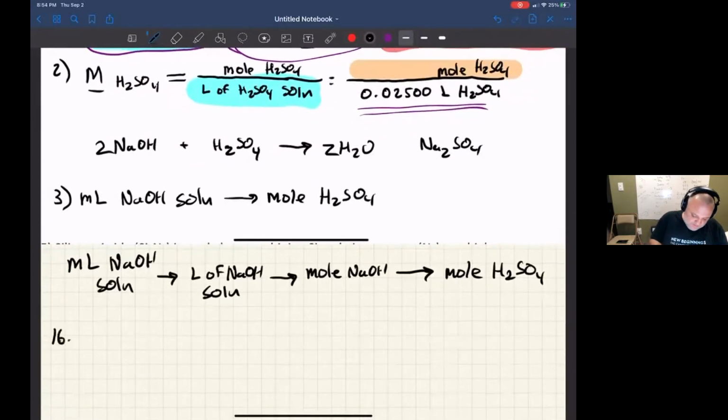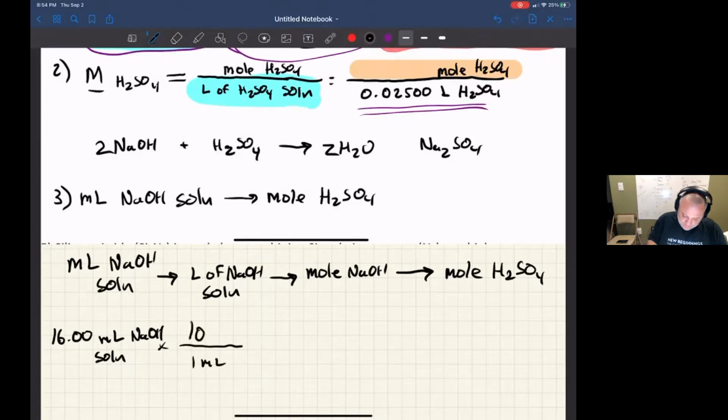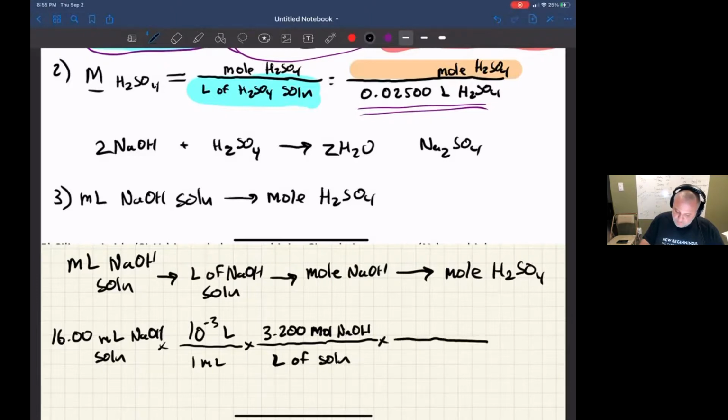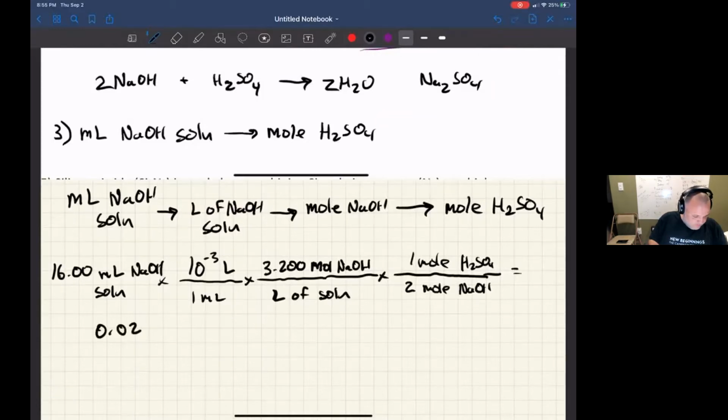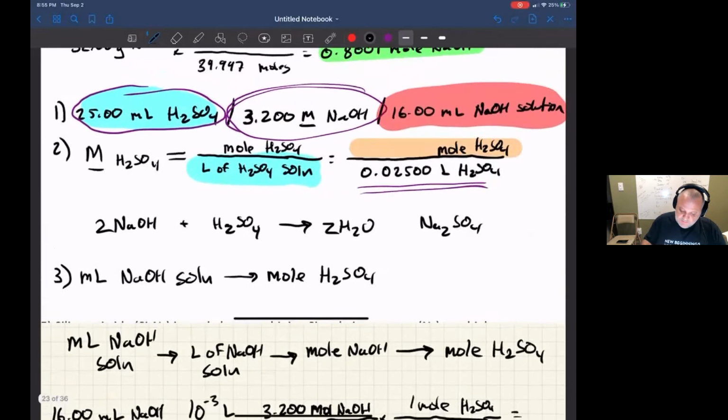Let me start with the 16.00 milliliters of sodium hydroxide solution. I'll convert that to liters. 1 milliliter is 10 to the minus 3 liters. And then I use the molarity, 3.200 mole sodium hydroxide per liter of solution, which I calculated in the first step earlier in the problem. And I know that 2 moles of sodium hydroxide are required for every 1 mole of H2SO4. Calculating that gets me 0.02560 mole of H2SO4.